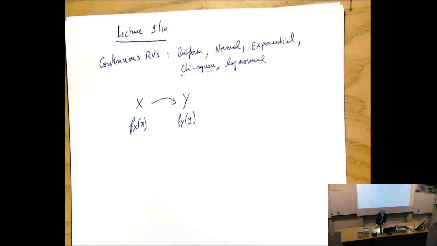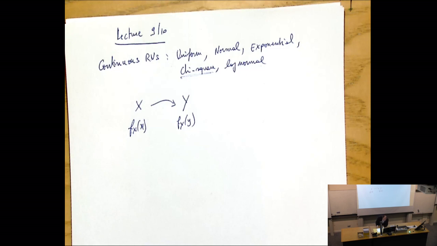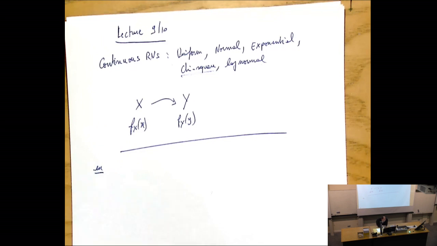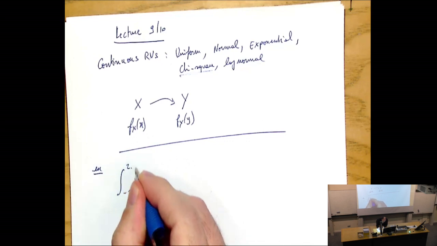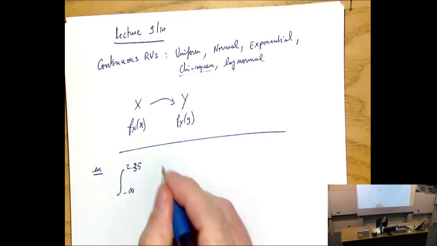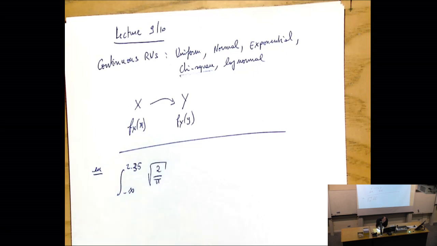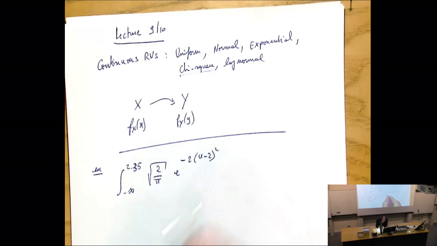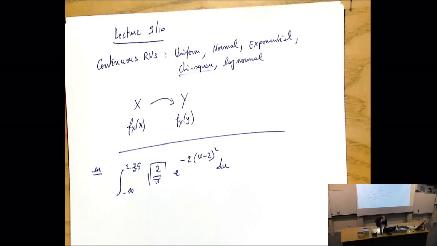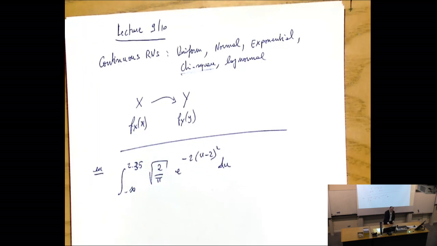Okay, so let's see if this is still in your head. This is an exam question from a few years ago that essentially looks at computing this integral, which is the integral between minus infinity and 2.35 of 2 over pi times exponential of minus 2 times (u minus 2) squared du. Right, and there is a hint there. It's a probability course. There is a hint there, and they say make use of the standard normal table.